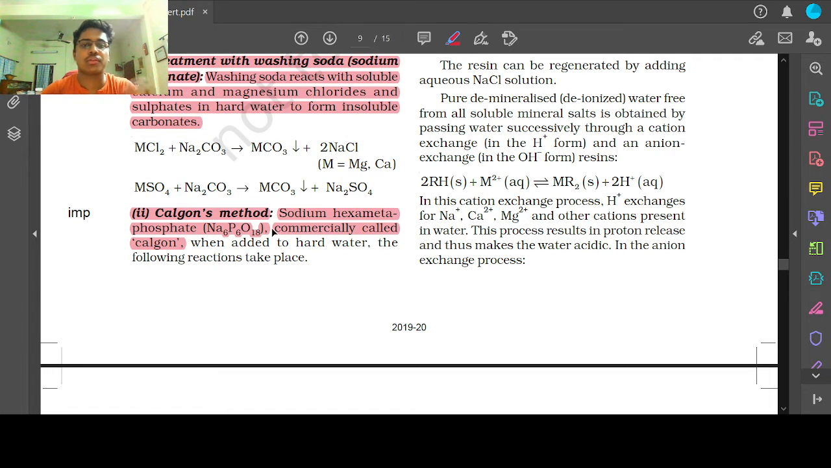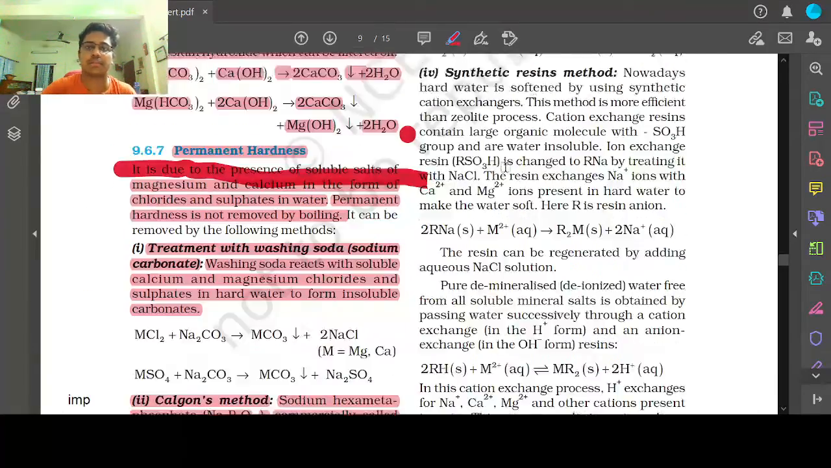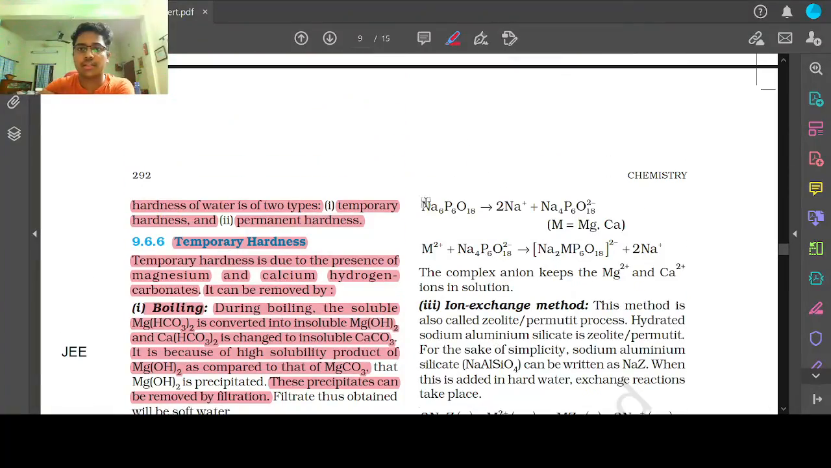So Calgon's method, sodium hexametaphosphate. As the name suggests, hexa means 6, so Na6P6O18. Metaphosphate is P6O18. It is commercially known as Calgon, and its chemical name is sodium hexametaphosphate. When sodium hexametaphosphate or Calgon is added to hard water, the following reactions take place. This is a complex reaction. This is not important, do not mug up this reaction. These reactions do not come in the exams.